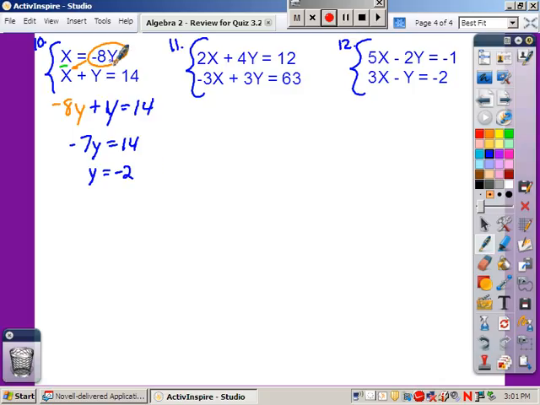Okay, my first equation said x equals -8y. So -8 times -2, x is positive 16. That's 16 comma -2.